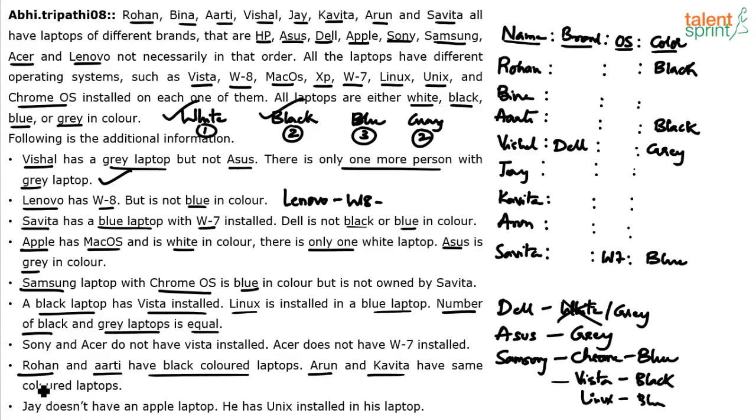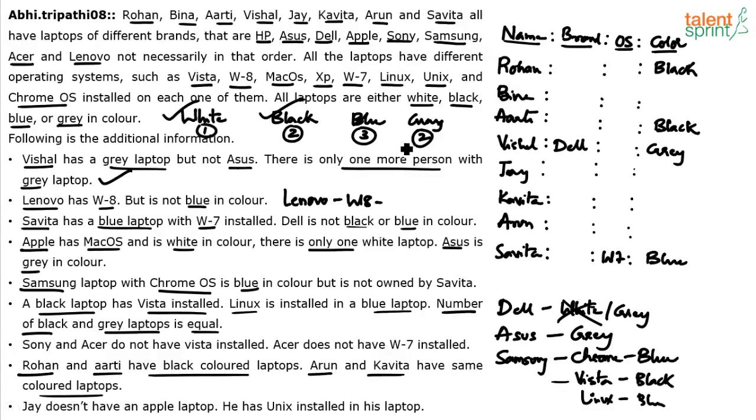Arun and Kavita have the same colored laptops. Try and understand what color Arun and Kavita can have. See, black is already over. We have put a tick mark. The 2 persons who own black laptops are Rohan and Aarti, so Arun and Kavita cannot have black. Can Arun and Kavita have white? No, because there is only one white laptop.